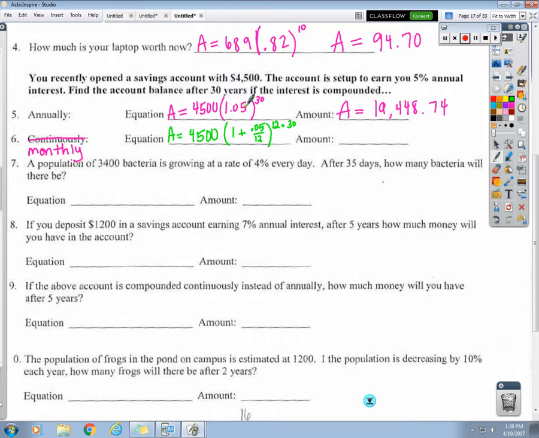This one is pretty much the same thing. It would have just been 0.05 over 1 and then 30 times 1. And we all know that dividing by 1 and multiplying by 1 doesn't do anything, so that's why you don't have to have it. Okay, now let's talk about how to type this in case you don't know.